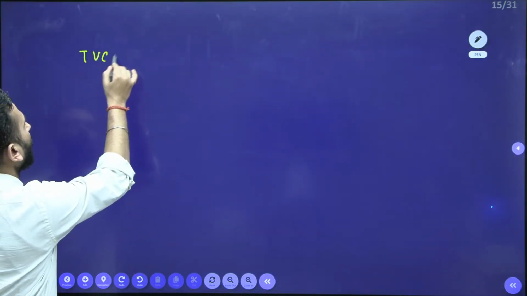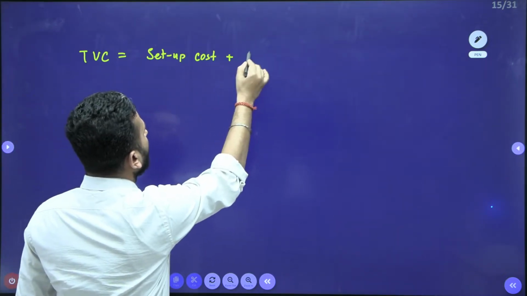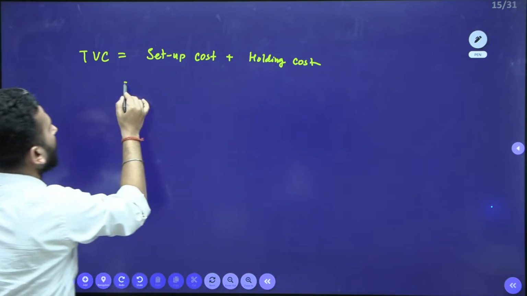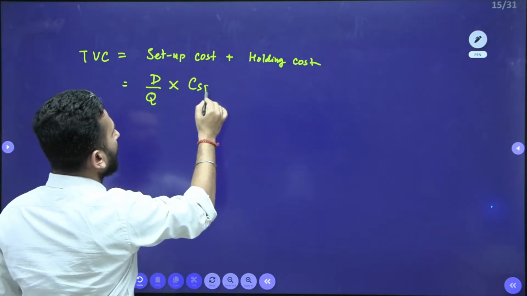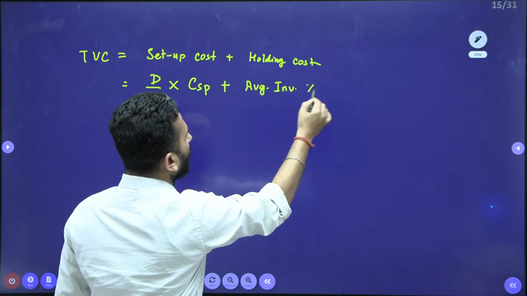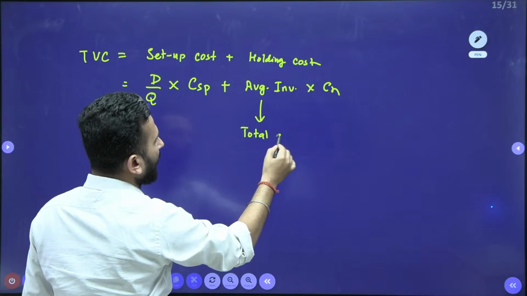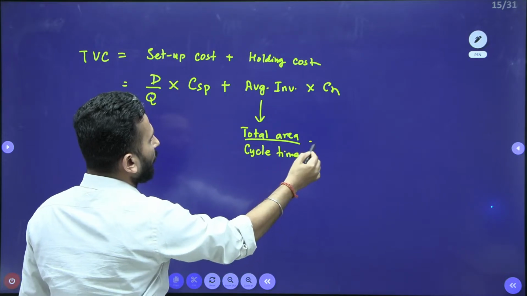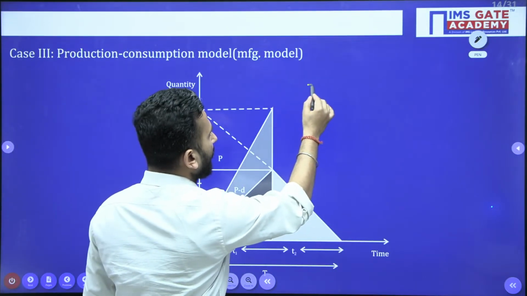So what is the total variable cost, my dear friends? Setup cost plus holding cost: number of setups into setup cost plus average inventory into CH. Average inventory is what? Total area of inventory divided by cycle time. Total area of inventory is what? Half into, what is the average inventory, my dear friends?